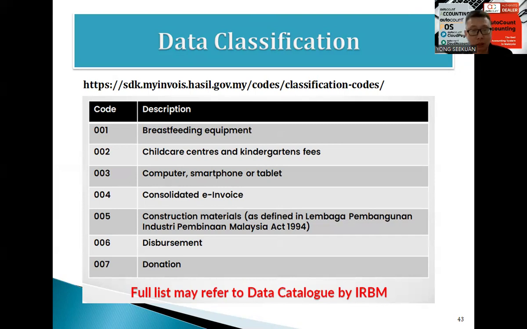What is the meaning of 004? Maybe in the future you will wonder, how come my consolidated invoices are all 004 and not 003 anymore? Actually, this is how the e-invoice system is designed by the LHDN IT department. You see, 006 is also a very interesting item, called disbursement. You heard that disbursement also needs an invoice issued.